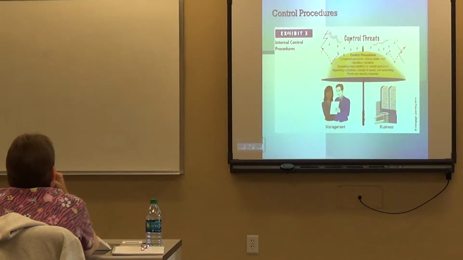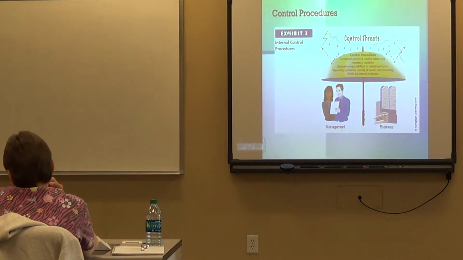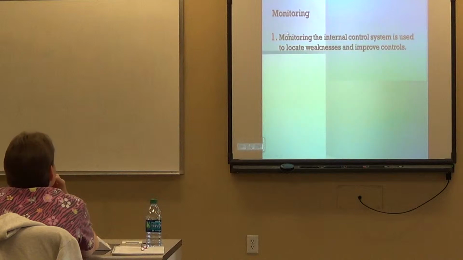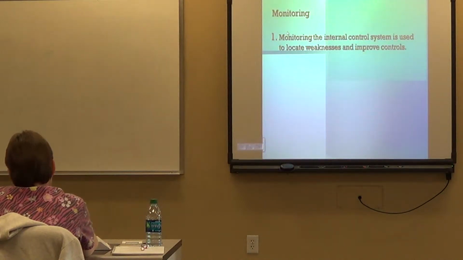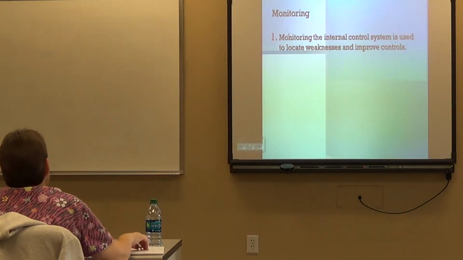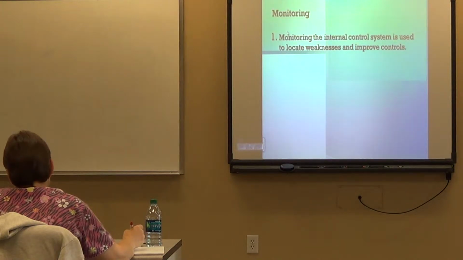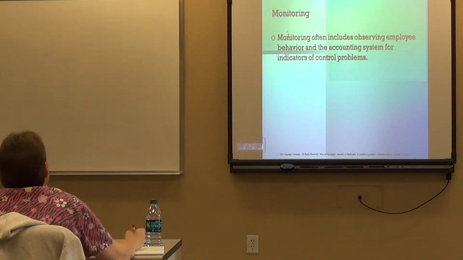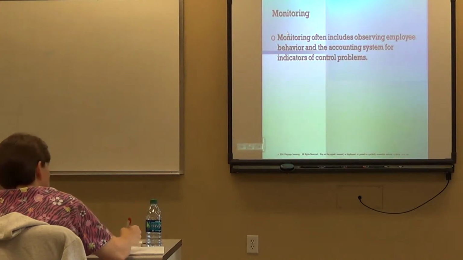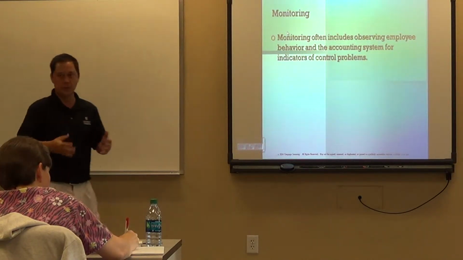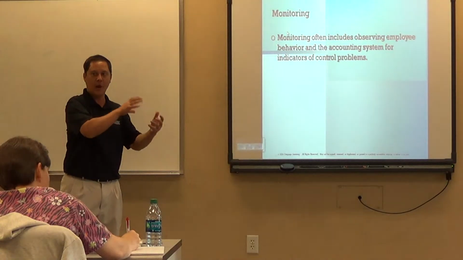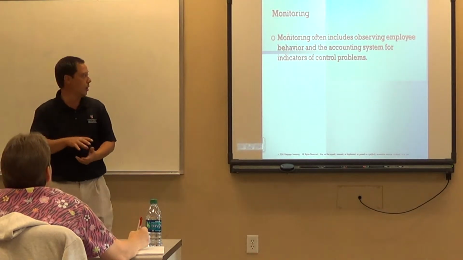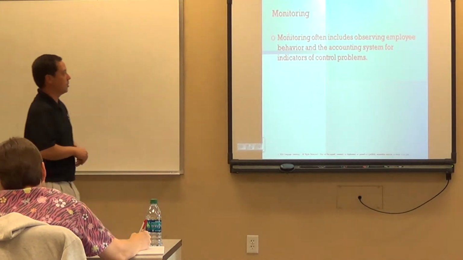So threats. We just looked at a few, and we'll walk through some of them here. The next thing we're going to talk about is monitoring. Monitoring the internal control is used to locate weaknesses and improve those controls. So taking a look at those things, not just saying this is what we're going to do, this is what we're going to have, but actually looking to see how the processes work, and looking to see where there could be some issues.